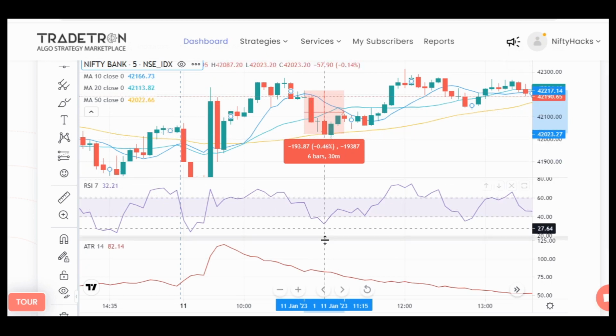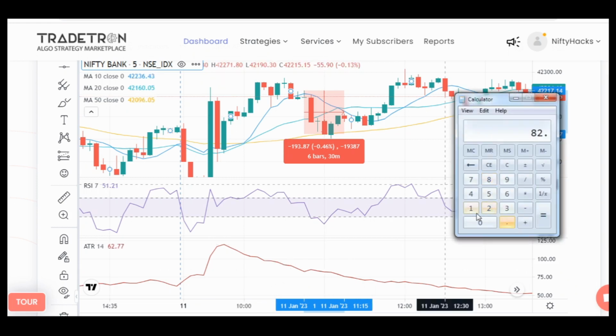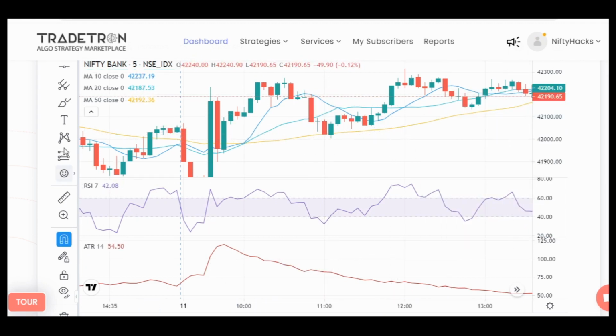So ATR is at 82.14. So let's check that. 82.14 into 2.3. So 188. So I guess there is a little calculation mistake on our side. Let me turn on the magnet mode and then calculate.